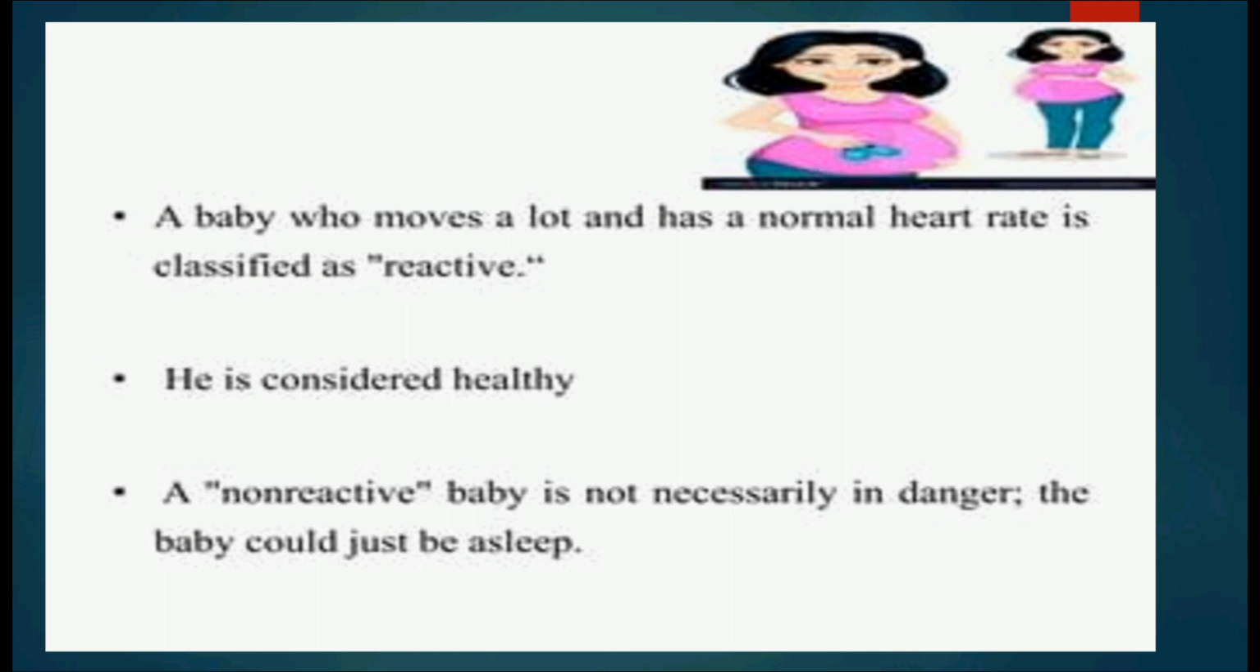In NST, a baby who moves a lot and has a normal heart rate is classified as reactive NST. He is considered to be healthy. In a non-reactive NST, the baby is not necessarily in danger. The baby may just be sleeping.